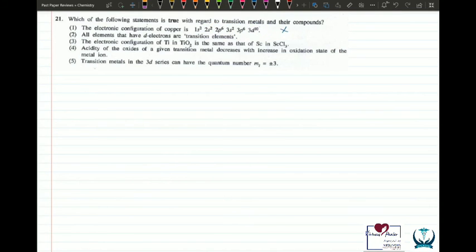Second one, all elements that have d electrons are transition elements. For an element to be a transition element, the last few electrons have to be d electrons. Therefore this is false.